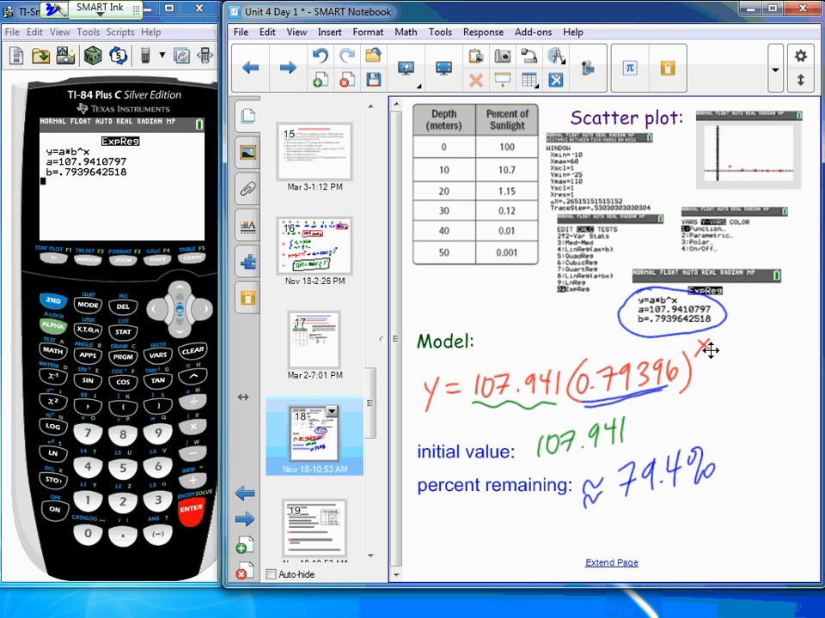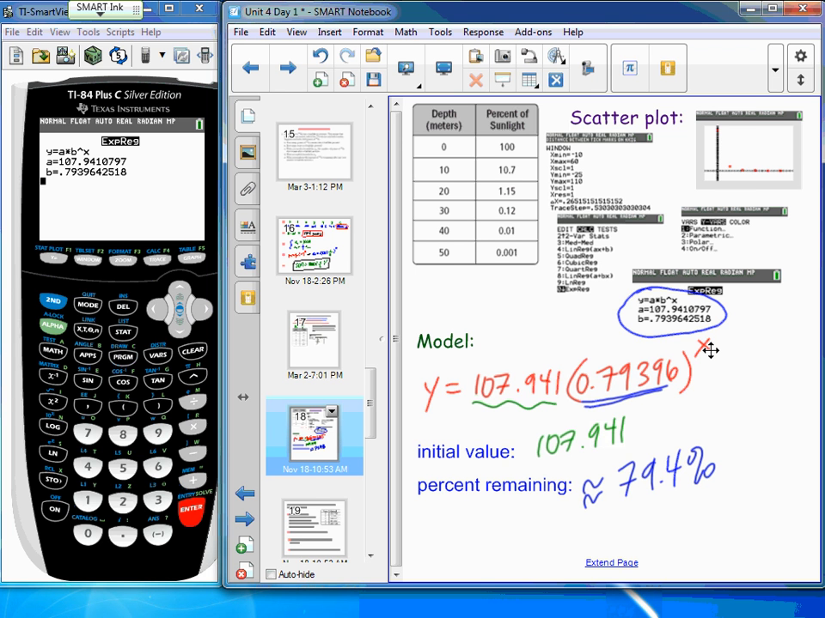That is about 79.4% remaining for every 1 meter I go down. About 79% of the previous sunlight value exists. So every 1 meter your depth increases, you expect 79.4% of the previous sunlight amount to reach. Does that make sense? Awesome.